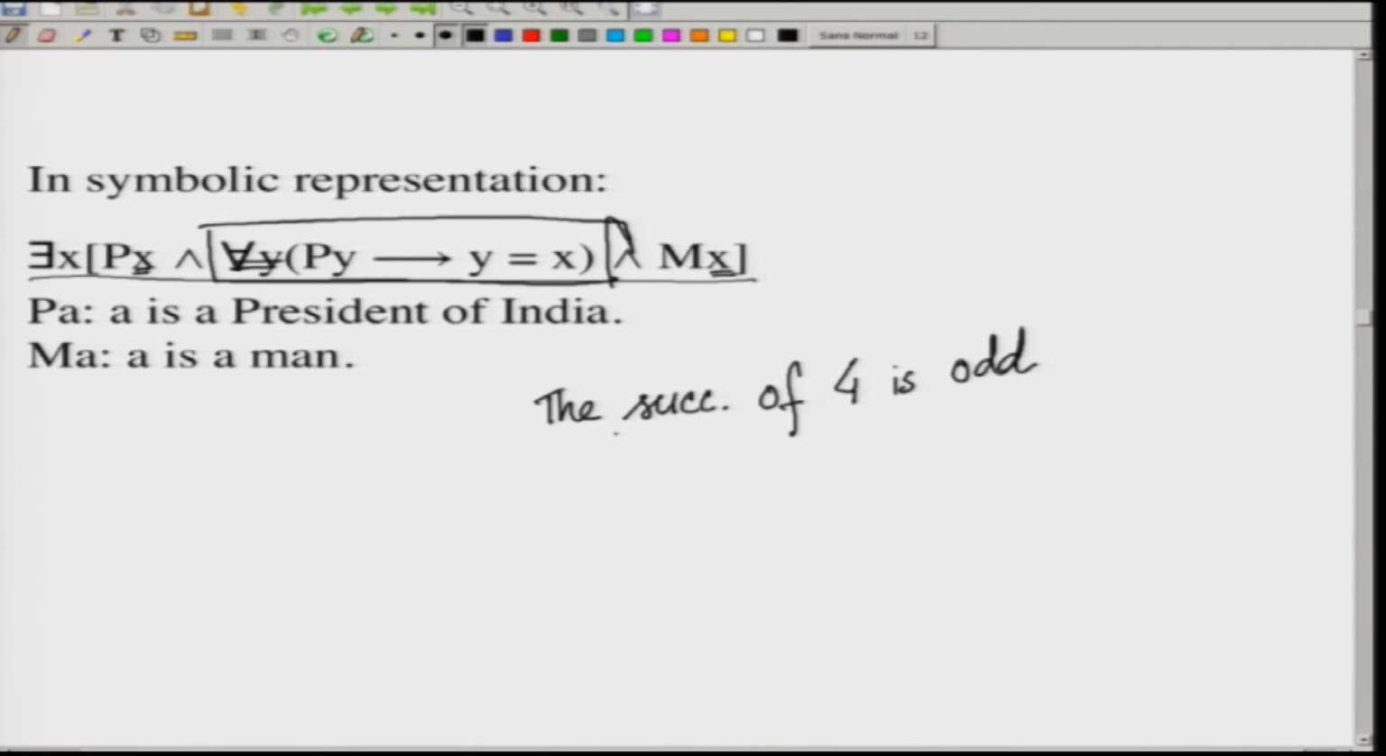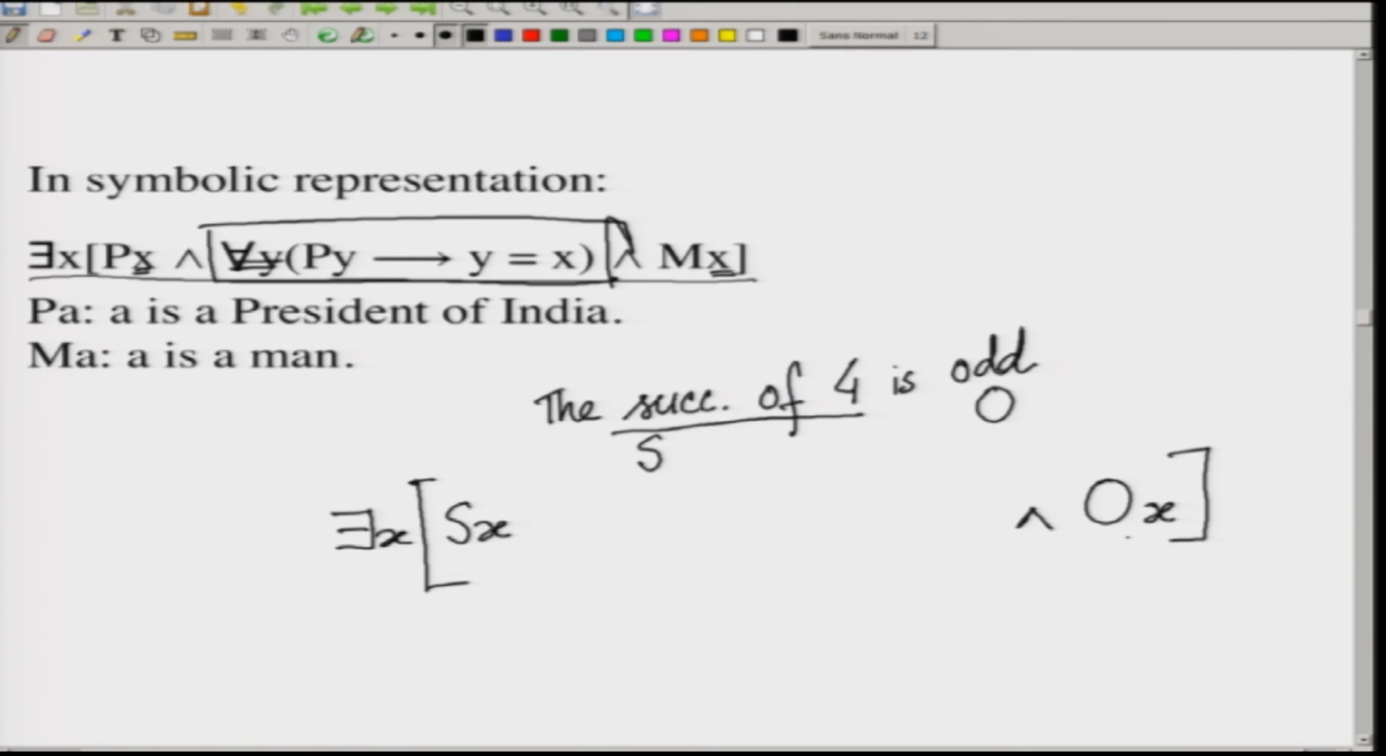So, successor of 4: let the successor of 4 be s and let odd be o. How do we write it? We write it like there exists some x such that x is a successor of 4 and that is odd. But then what is this part doing here? We have to add this part now.